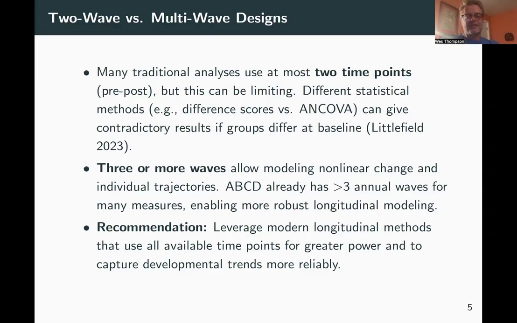So the recommendation then is to leverage modern longitudinal methods that use all available time points for greater power and to capture developmental trends more reliably and also more flexibly with fewer assumptions about linearity and so forth. And before I go on, I want to just note that this portion of the talk is based on a longitudinal paper that the biostatistics work group published not too long ago. All the citations for the work that I'm quoting in this talk are given at the end of the slides, and so I'll make sure that those are distributed to you guys.